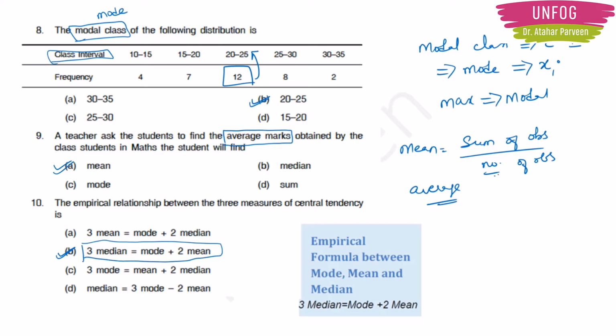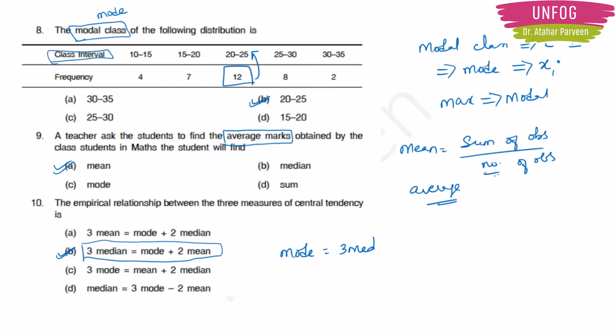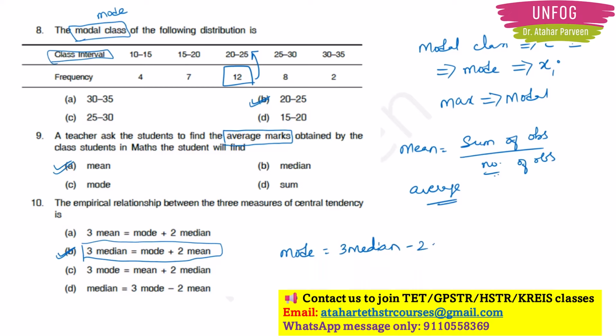But usually in the exam they will ask you in a twisted way. How will they ask? They will ask like this: mode will be equal to 3 median minus 2 mean, or something like that. With the arithmetic operations jumbled, they will ask you one question. You should be ready. If you are perfect with this empirical relationship, then you can rearrange them and write. So option B will be the right answer.